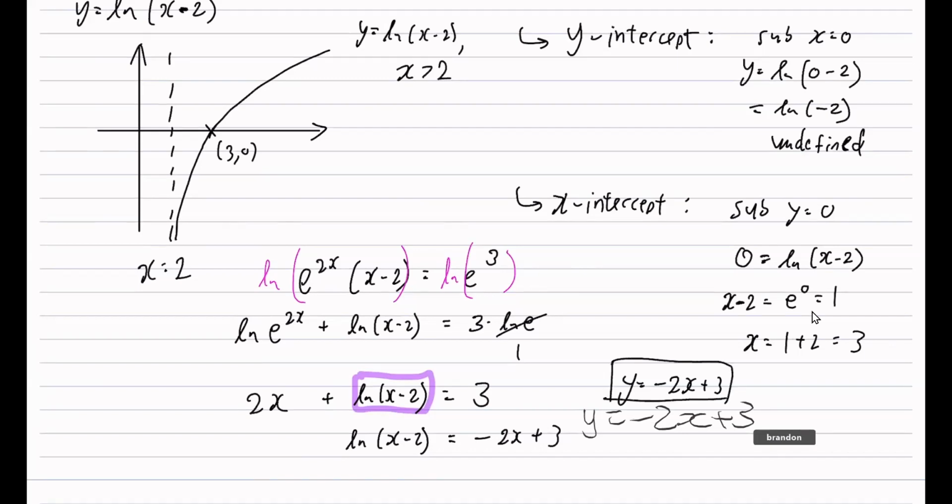Maybe we can do a quick sketch. If x equals 3, y will be equal to minus 2 times 3 plus 3, which is minus 6 plus 3, minus 3. So that means it's somewhere here. And there's a y-intercept of 3, so somewhere here. And the graph will look something like this. This is the sketch of y equals minus 2x plus 3.